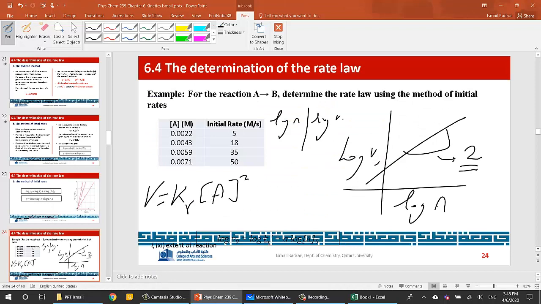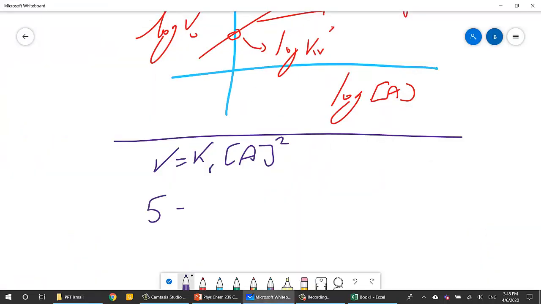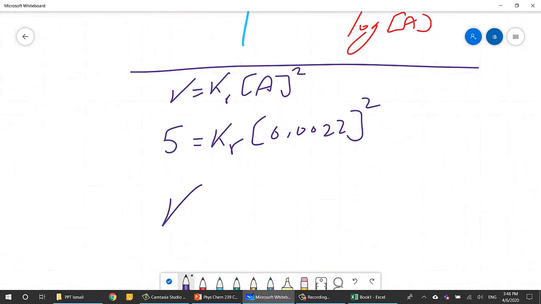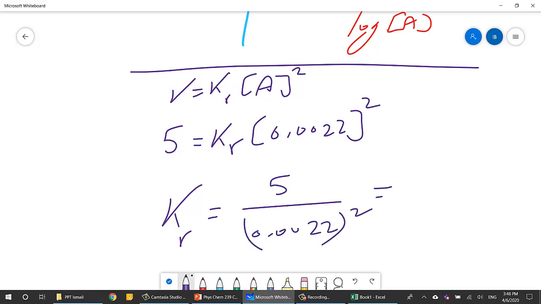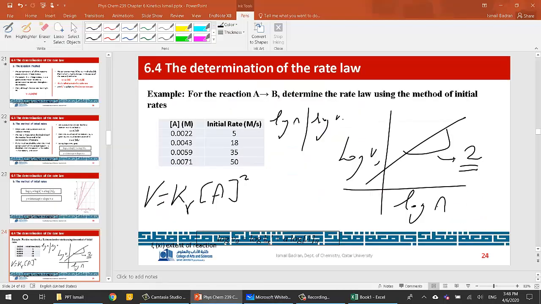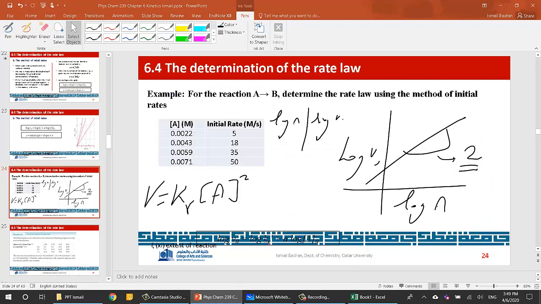Let's take the first row here, where the initial rate is 5. This is equal to Kr times A, which is 0.022 squared, and therefore Kr is equal to 5 divided by 0.022 squared. You can do this in the calculator and you find your Kr. The units are going to be molar second minus 1, and I'm going to show you the units of Kr very soon. So that's the method of initial rates.